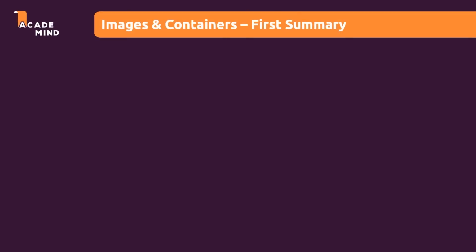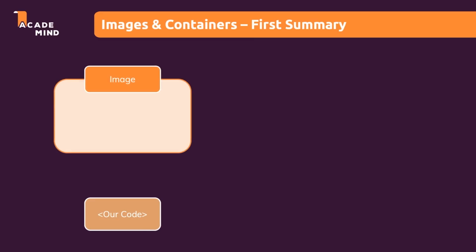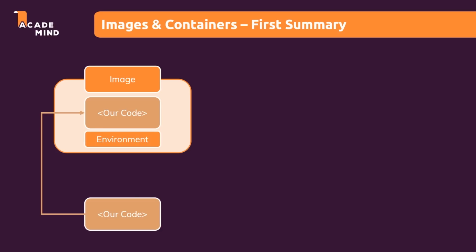By now we explored the core concepts about images and containers. And I just want to provide a first summary on those concepts to ensure we're all on the same page. With Docker, it's all about our code in the end, our application we're building, for example, our web application. We put that code that makes up our application into a so-called image. And we don't just put our code in there, but also the environment, the tools we need to execute that code.